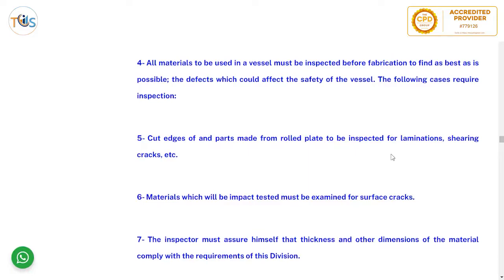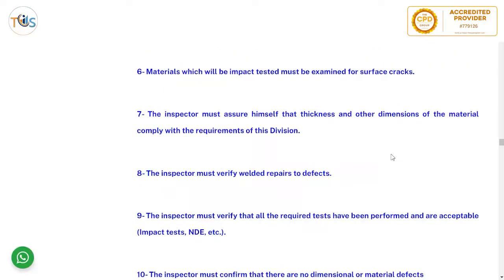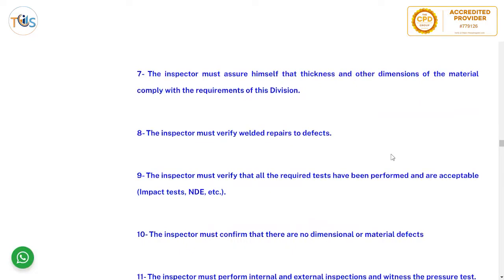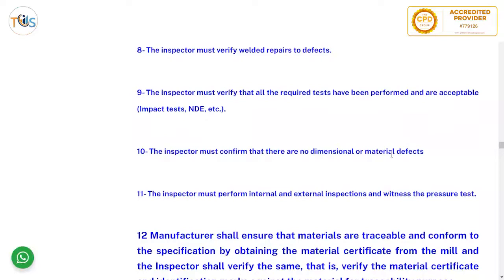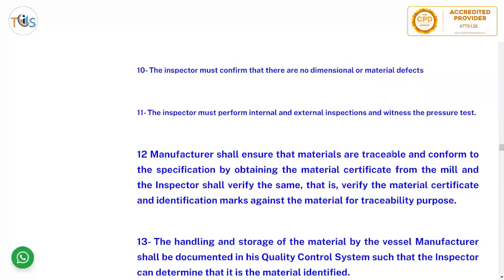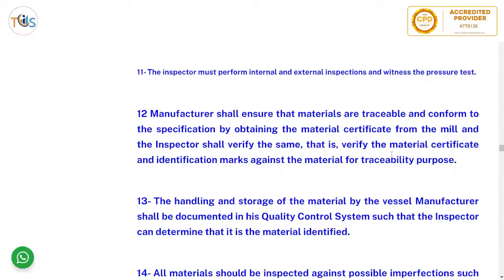The following cases require inspection: cut edges of parts made from rolled plates to be inspected for lamination, shearing, cracks, etc. Material that will be impact tested must be examined for surface cracks. The inspector must assure himself that the thickness and other dimensions of the material comply with requirements of this division. The inspector must verify welded repairs to defects. The inspector must verify that all required tests have been performed and are acceptable, impact tests, NDE, etc. The inspector must confirm that there are no dimensional or material defects, and must perform internal and external inspections and witness the pressure test.